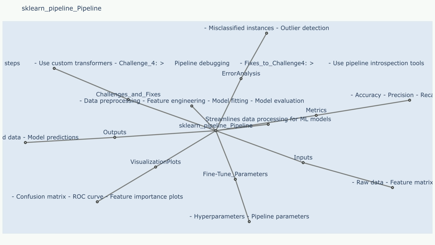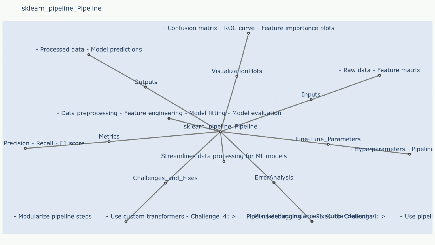sklearn.pipeline.Pipeline. Description: the Pipeline class in scikit-learn (sklearn) provides a way to chain multiple estimators, e.g., transformers and classifiers, into a single sequential workflow. This allows you to streamline the process of data preprocessing, feature engineering, and model training, ensuring that these steps are executed in the correct order. Pipelines are particularly beneficial for improving the organization and reproducibility of your machine learning projects.